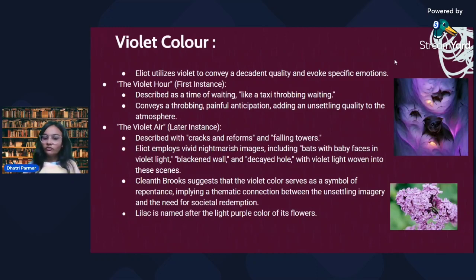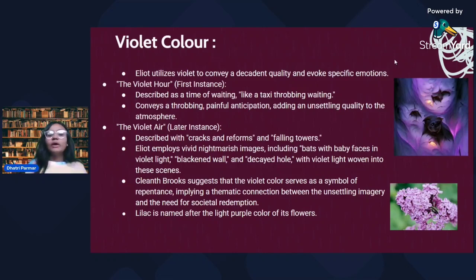The description with cracks and reforms and falling towers employs vivid nightmarish images such as the blackened wall and decayed hall, with violet light woven into this scene. So, beds with baby faces. In this image, you can get the idea that there are beds with baby images, but the violet color is symbolizing something that is not positive; we get a pessimistic point of view.